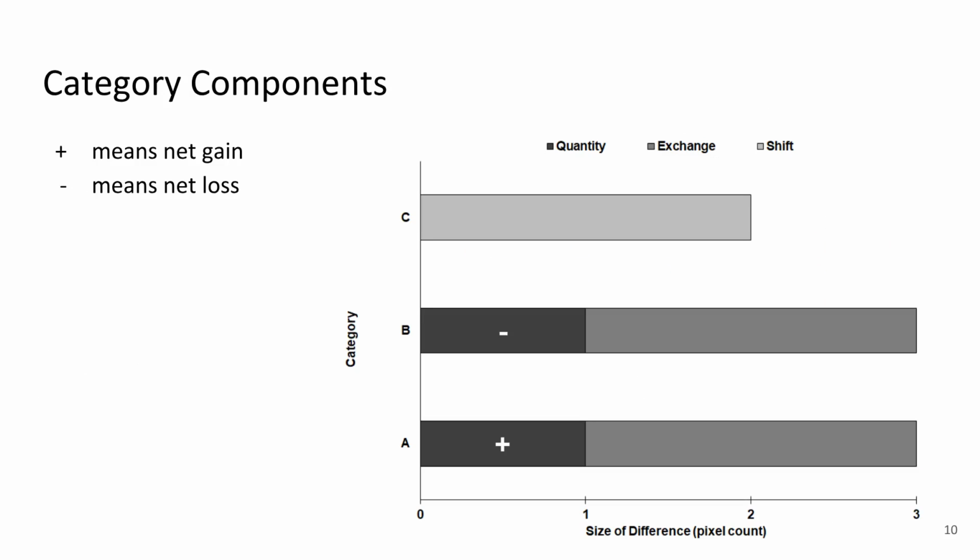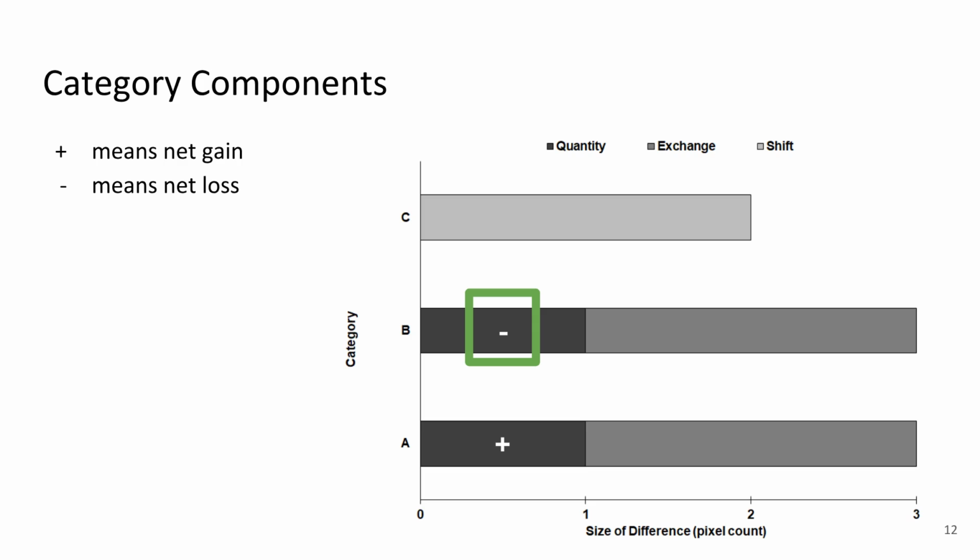This slide shows the size of components of difference for each category in terms of number of pixels. The positive sign means a category experiences net gain. The negative sign means a category experiences net loss. The size of each category's component in this figure is proportional to how much each category contributes to the size of that component overall. In this example, the size of the total difference for C is smaller than that for A or B, as the lengths of the bars differ, which can hinder a comparison of components among categories.